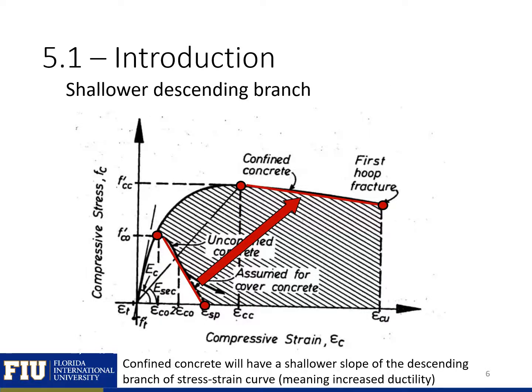The next effect highlighted here is confinement will allow our stress strain curve to have a shallower descending branch. So in our conventional concrete, we can have a pretty steep drop off. For high strength concretes, we can have a brittle failure. But if we have confinement, we can add some ductility and give us some post-ultimate strength, which allows load to redistribute in actual structures.